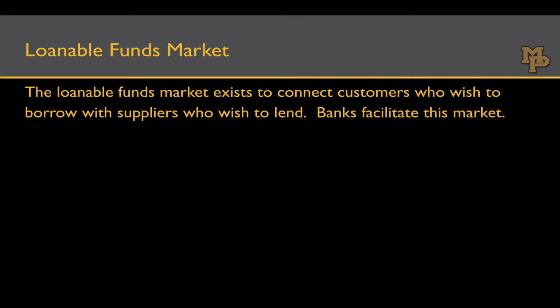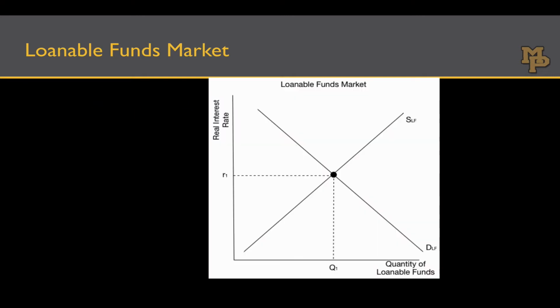Here is a graphic representation of the loanable funds market. It doesn't look very different from our supply and demand market, but like I've told you, price always goes on the y-axis. In this case, the price is the real interest rate, and the quantity is the quantity of loanable funds.